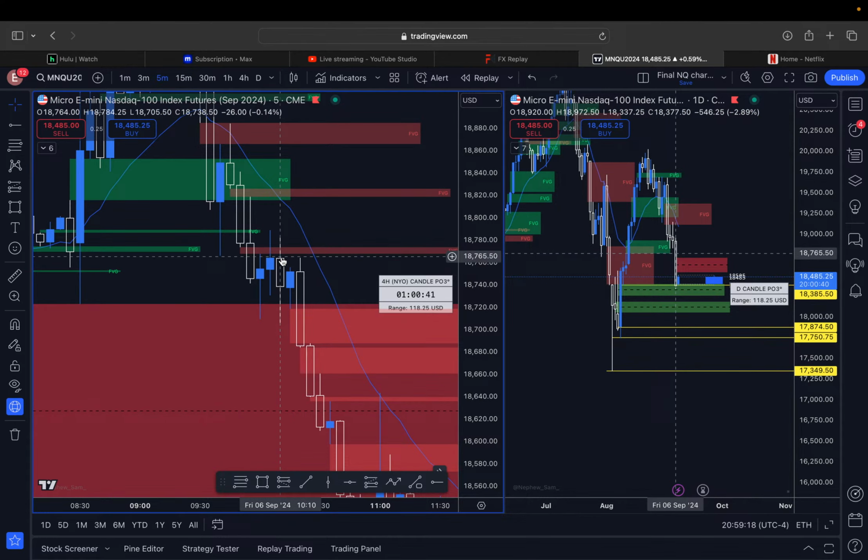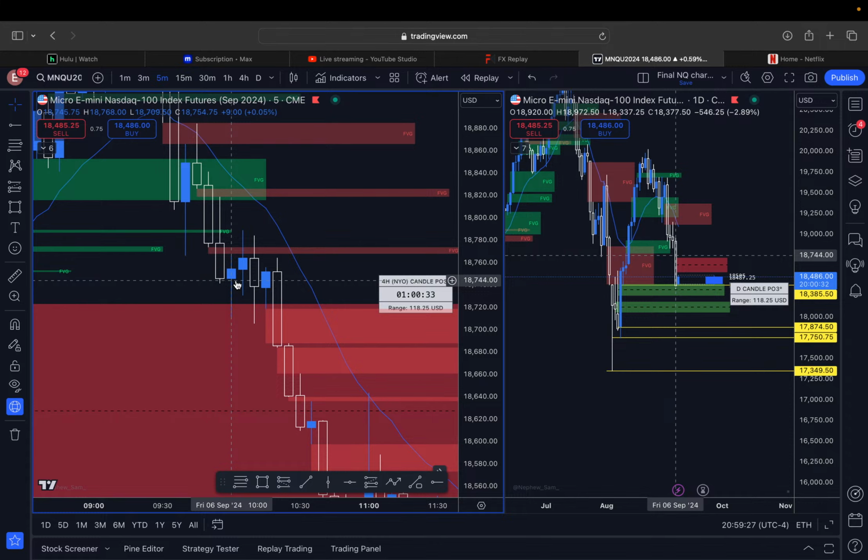So my entry would have been better if I waited for it to come back up on the 5-minute and tap into this fair value gap. But I didn't. I got in down here as soon as the candle closed. So it just depends, how much did you risk?